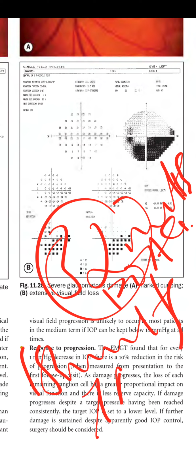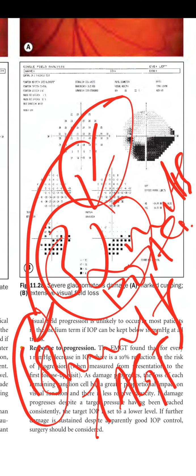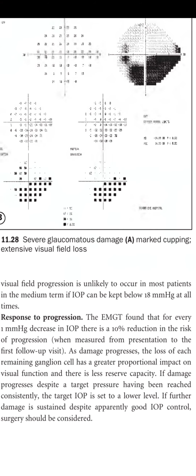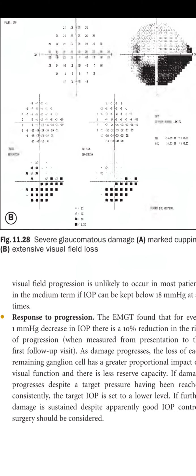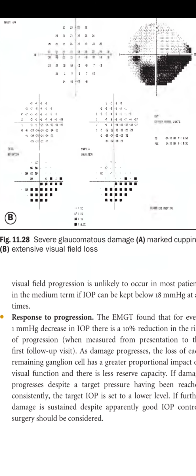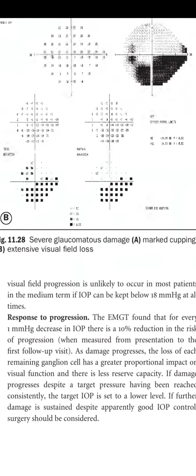Based on the Advanced Glaucoma Intervention Study, below this IOP glaucoma progression is unlikely. So you give the patient medication to reduce the IOP to at least 18 millimeter mercury. Response to progression: the Early Manifest Glaucoma Trial found that for every 1 millimeter decrease in IOP, there is a 10% reduction in the risk of progression. So if you reduce the IOP by 1 millimeter, there will be a 10% reduction.